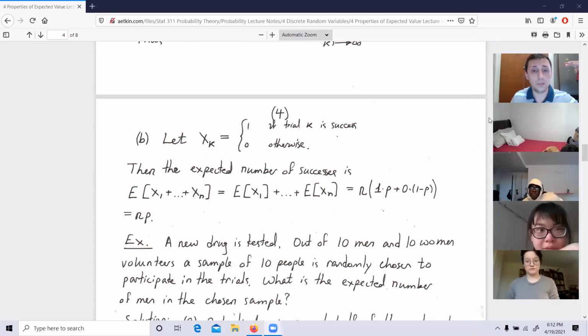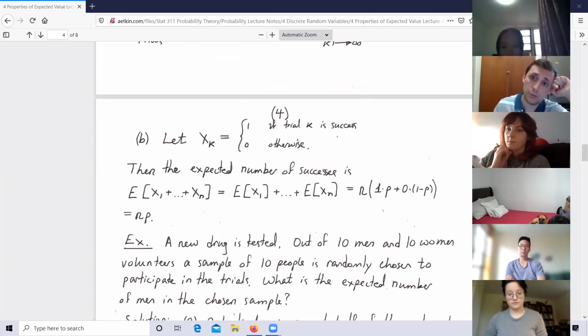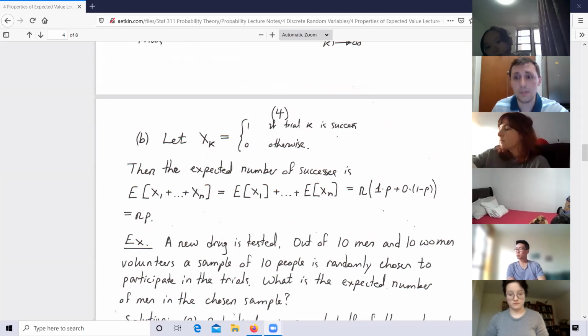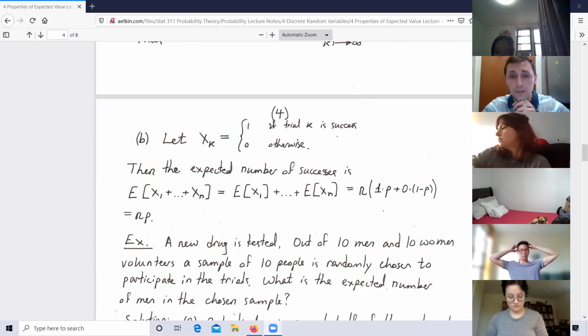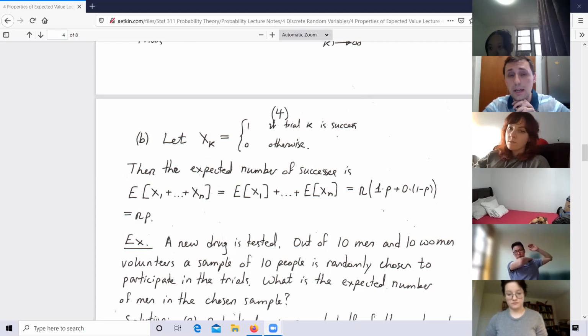Yes, a sample of size 10 is chosen. How many men do you expect to see on average? Very good. So a lot of you see intuitively that in this situation it will be 5, but that's only because there is a very nice symmetry here, right? If each individual is selected randomly, there should not be any preference for men and women, and therefore half of the sample should be men, half of it should be women on average, correct?